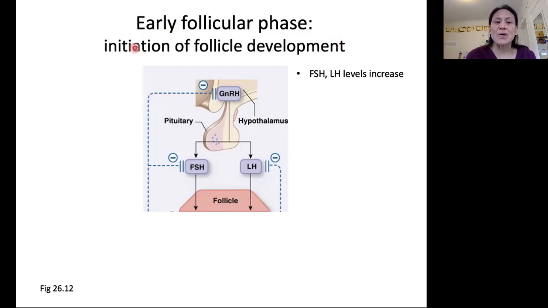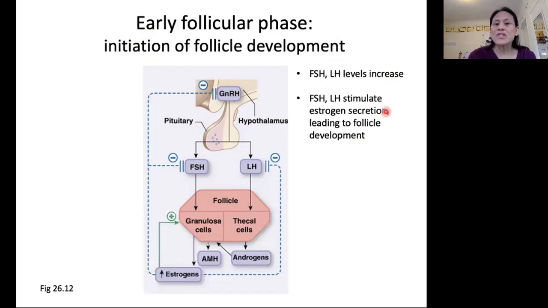All right, so during the early follicular phase, FSH and LH levels increase. Okay, so you can see that GnRH is causing FSH and LH secretion. That then is going to stimulate estrogen secretion from the follicles. So FSH is going to stimulate the granulosa cells, LH is going to stimulate the thecal cells, and the end result of all of that is that we get an increase in estrogen production. That estrogen production causes the follicles to develop, okay?